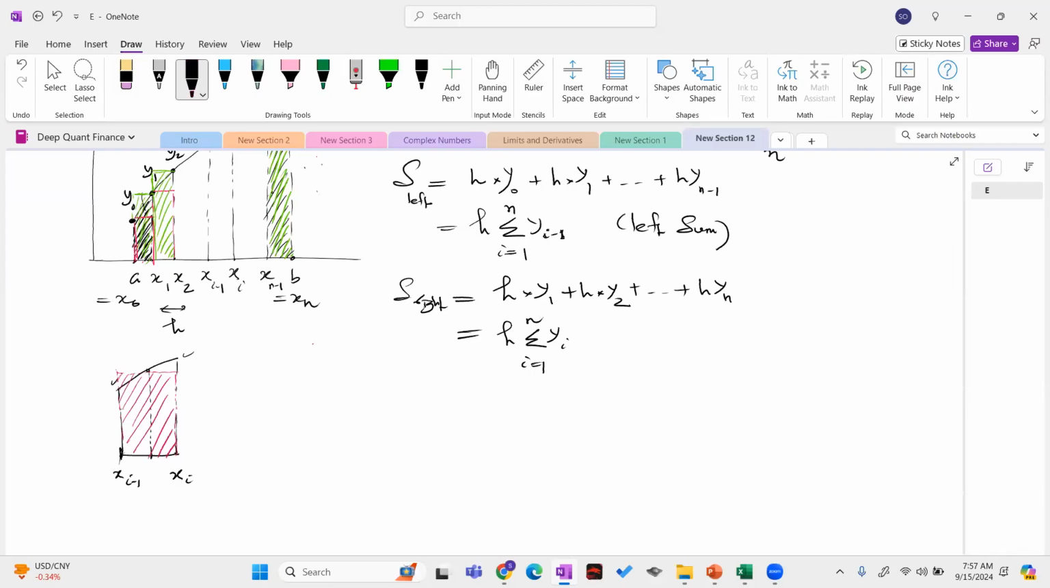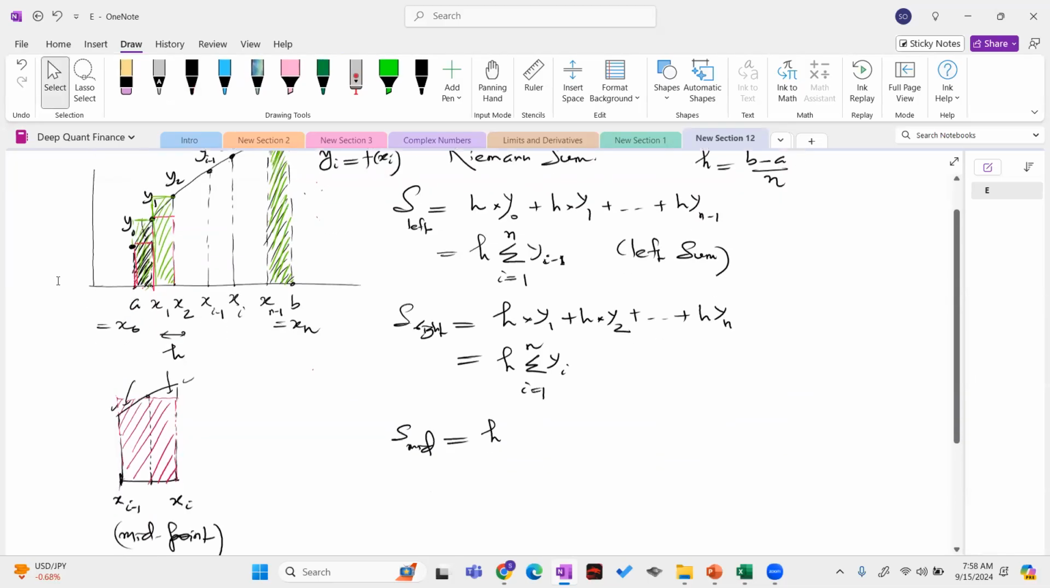Okay, this is the midpoint scheme. You can see that on the left-hand side, we are adding some extra area, this part. But on the right-hand side, we are also missing some area. So overall, maybe we are accurate to the exact value. How would I write this? Sum mid is equal to, what is the first area? Who can tell me? H times what?